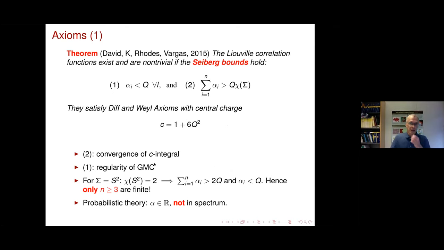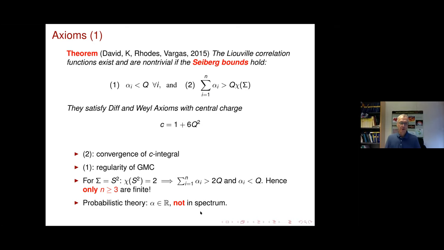The other condition, that the alphas shouldn't be too big, is more subtle. I'm not going to go into it. It has to do with the regularity of the multiplicative chaos. But let's just take it: they shouldn't be too big and not too small. In the case of the sphere, the first correlation functions which are well defined and finite are the three-point functions. That's exactly what we want, because we want the structure constants. Anyway, the probabilistic theory deals with real alphas satisfying these bounds.